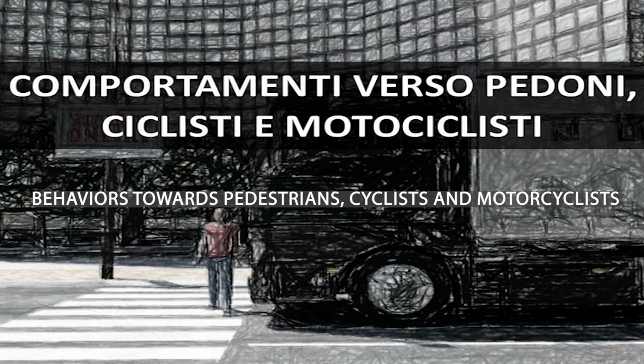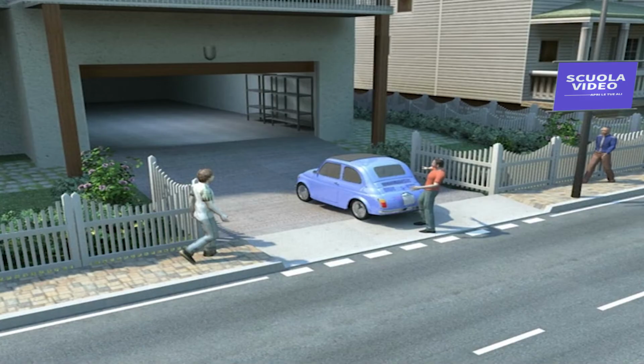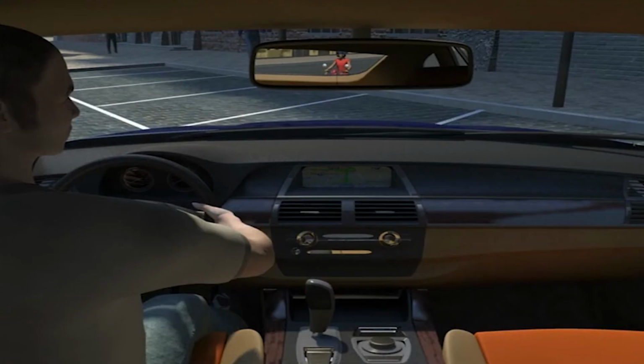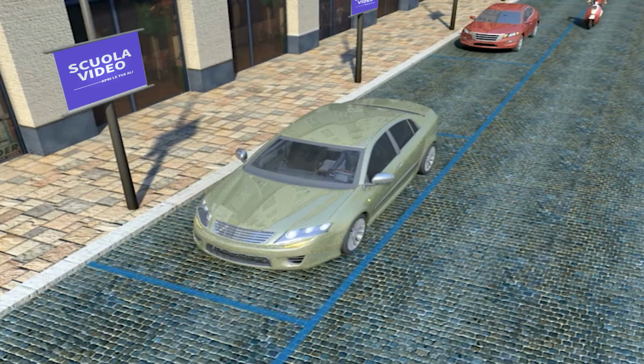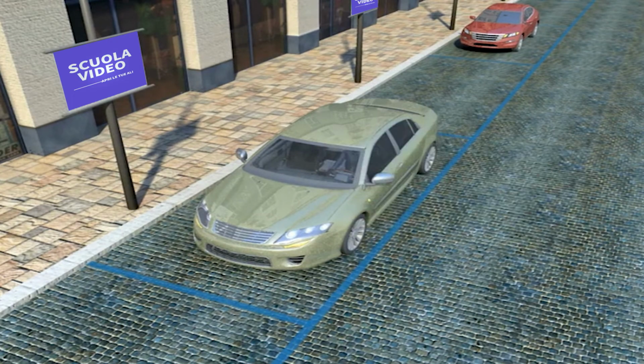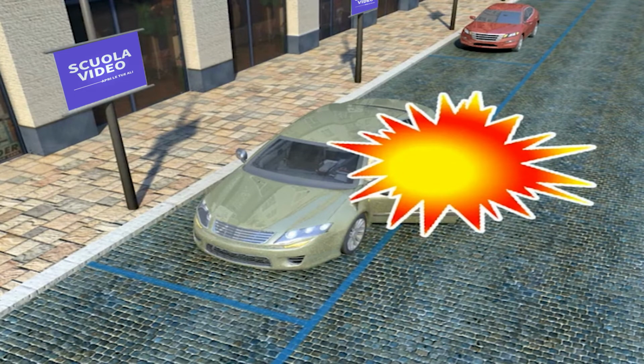Comportamenti verso pedoni, ciclisti e motociclisti. Regarding other behaviors towards pedestrians, cyclists and motorcyclists, an accident even at low speed could create serious physical problems if pedestrians, cyclists and motorcyclists are involved. It is therefore necessary to frequently check in the rearview mirror if a cyclist or motorcyclist arrives, especially after parking the vehicle on the side of the roadway, avoiding opening the door without being sure not to create danger.